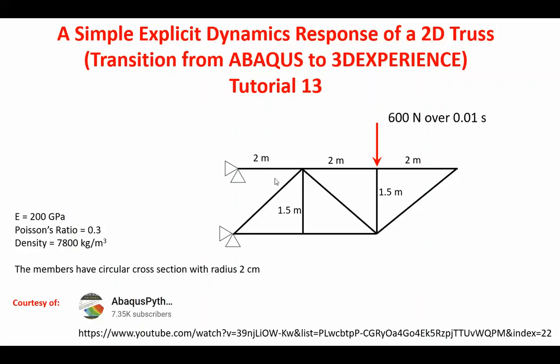It's a simple truss structure like that, and the load here is applied to that node, 600 Newton over a very short duration. So we're going to solve this as a dynamic problem. The cross-sectional members have a radius of 2 centimeter.